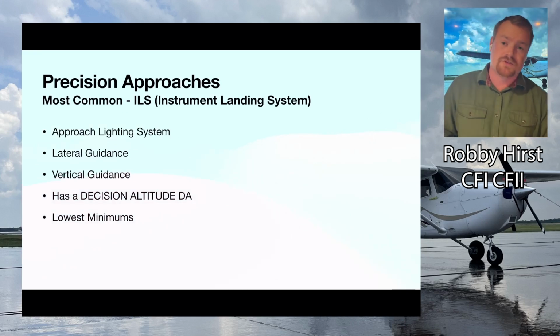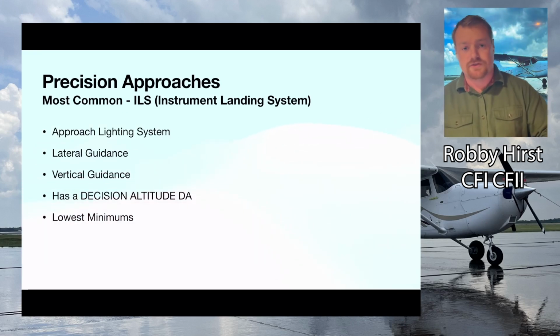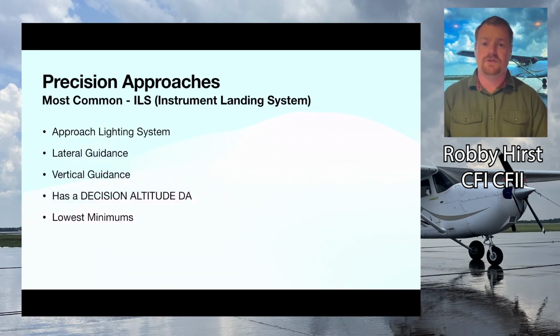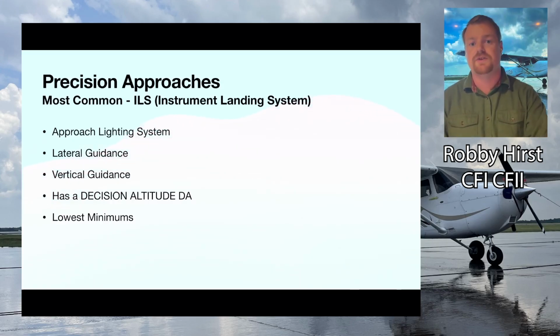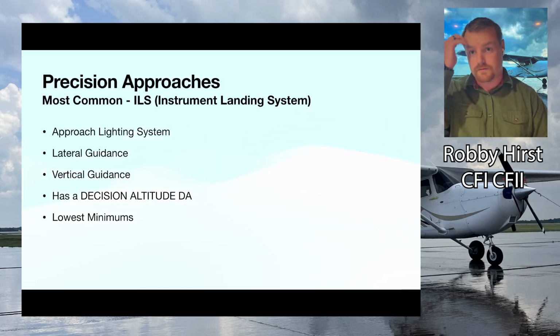On a precision approach, we're going to have a decision altitude. That decision altitude is going to be your missed approach point. As soon as you descend down to that decision altitude, that's going to be your indication to start your missed approach and fulfill the missed approach procedure.